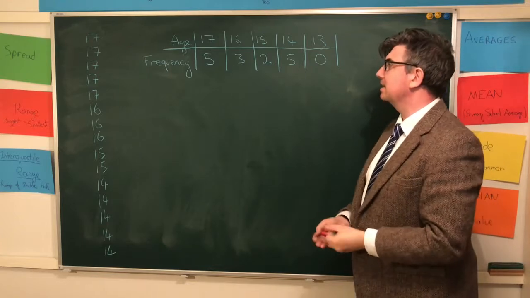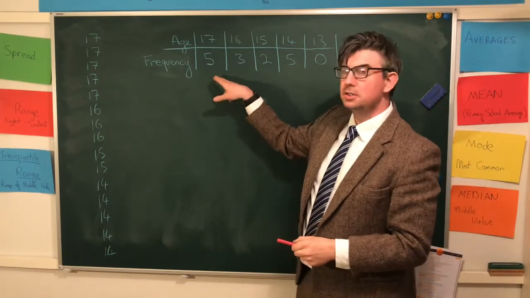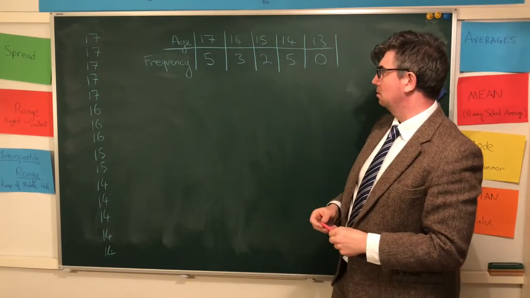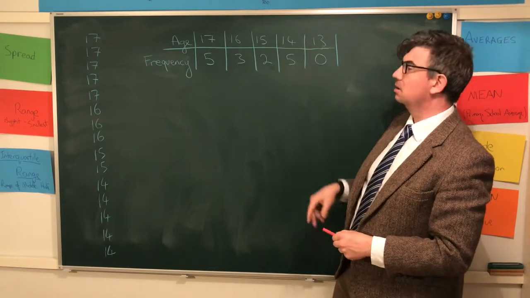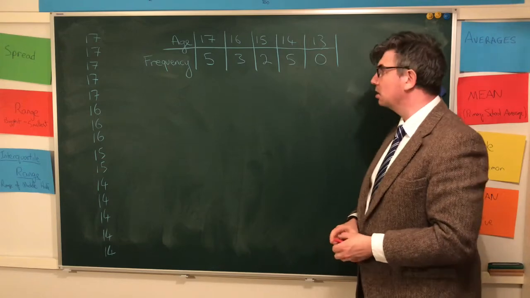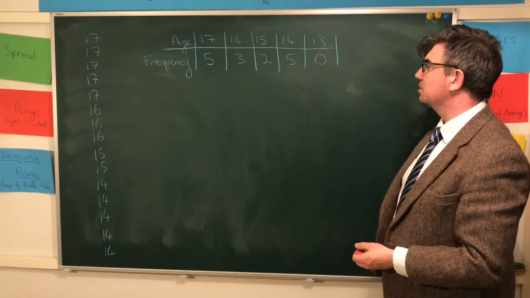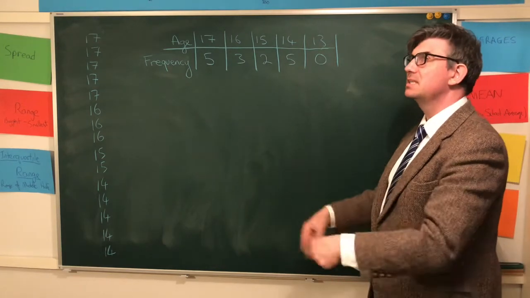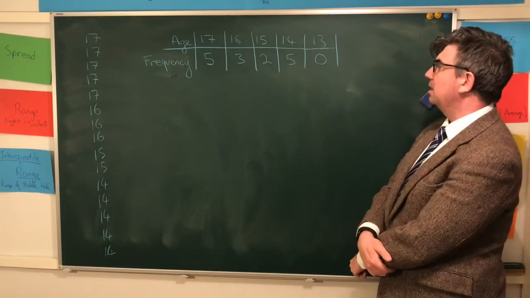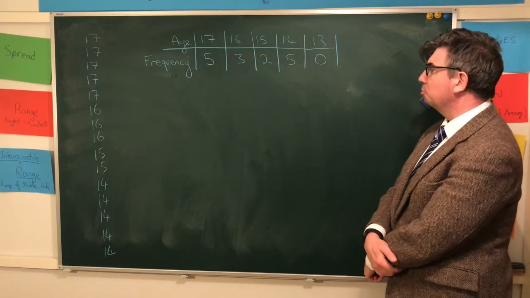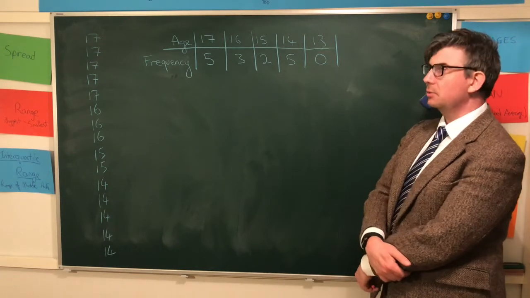And what that is getting at, that the 17 occurs 5 times. The 16 occurs 3 times, the 15 occurs twice, the 14 occurs 5 times, and the 13 occurs 0 times. So it's to do with how many times this thing occurs. So frequency. So that's it really. That's frequency tables.